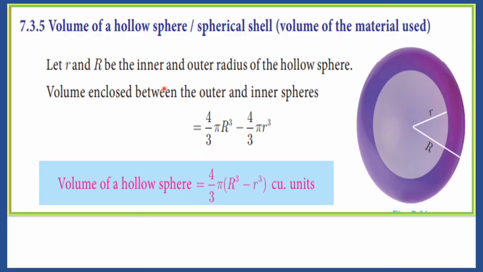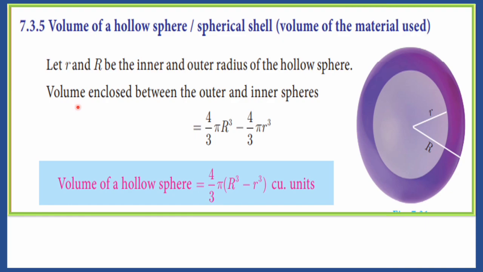Volume of hollow sphere. As usual, let small r be the inner radius and capital R be the outer radius of the hollow sphere. See here, inner radius small r, outer radius capital R. This portion is called the thickness of the sphere. W equal to the difference between outer radius and inner radius.